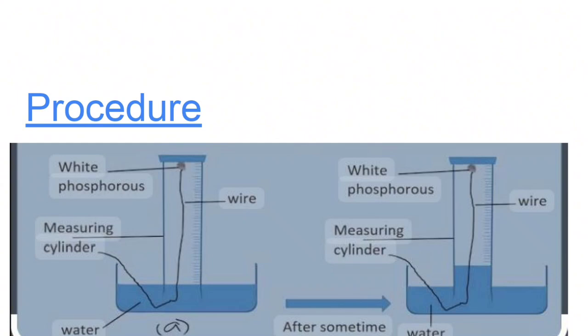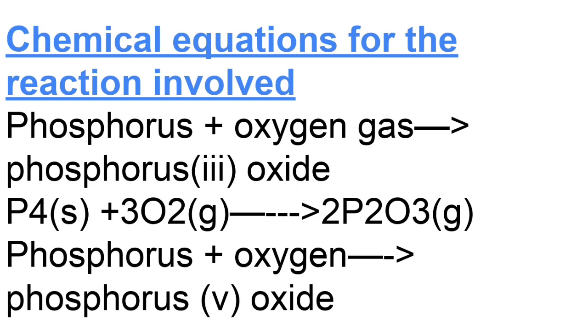The white fumes are due to a reaction of phosphorus with air to form phosphorus 3 oxide and phosphorus 5 oxide. The chemical equations for the reactions involved are phosphorus plus oxygen gas to give us phosphorus 3 oxide. And the chemical equation is as written down there.